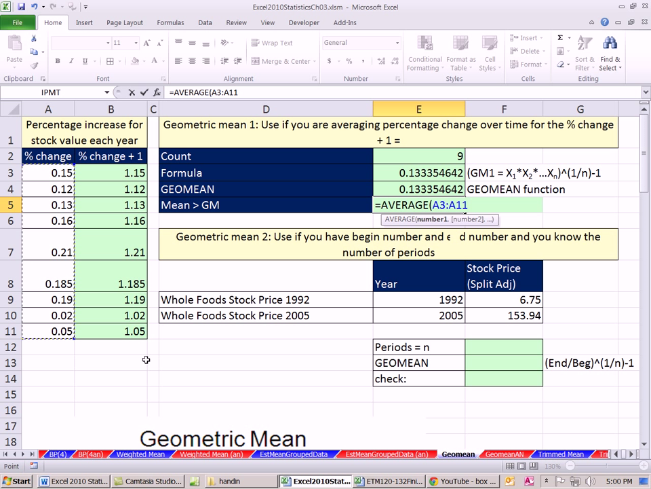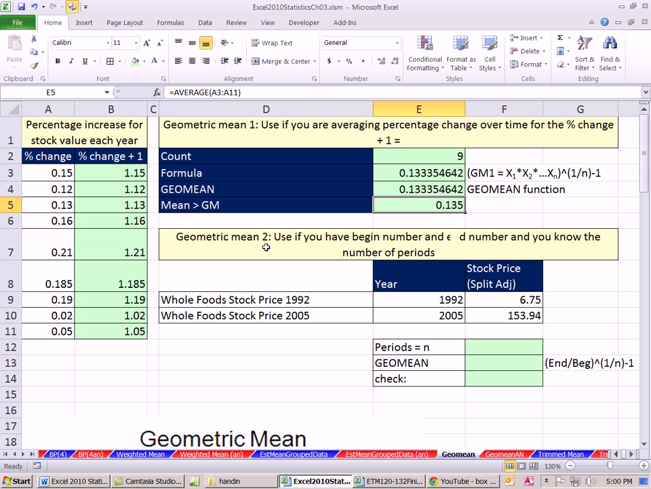And so oftentimes in finance, you will take just the average of the percentage changes. And it will always be greater unless they're all the same value here. Right? So the way it works is if you want to be conservative in your estimates, you can use the GEOMEAN. If you want to be less conservative, you use the average. Now, that's the first formula.